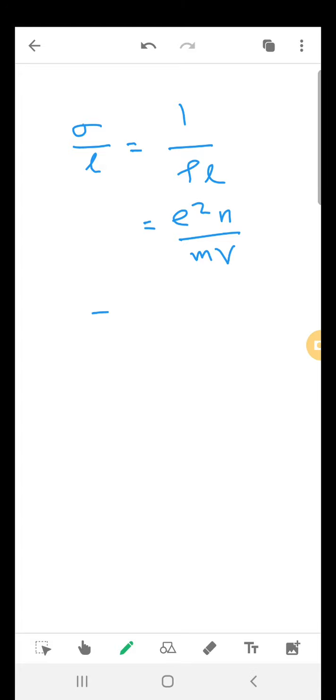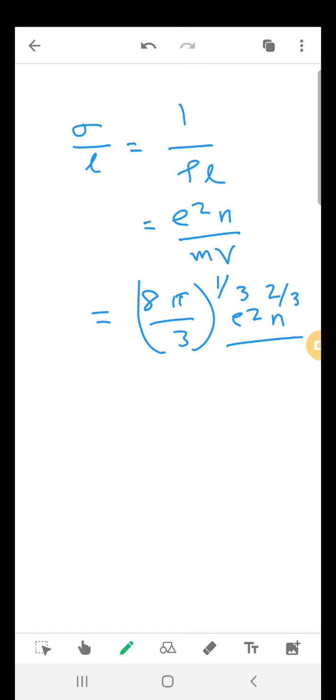And it is again equal to (8 pi by 3) to the power 1/3 into e squared n to the power 2/3 divided by h, and this is actually equal to 7.1 into 10 to the power 7 n to the power 2/3.